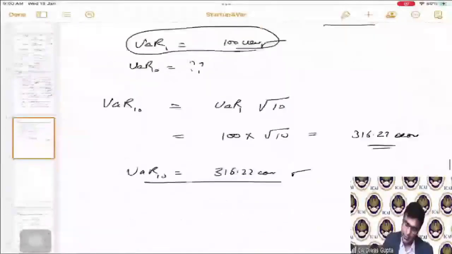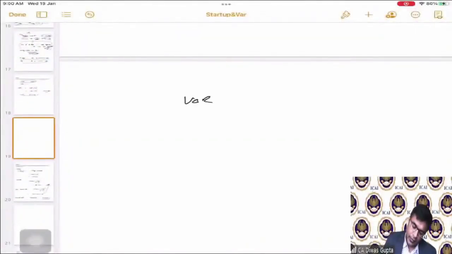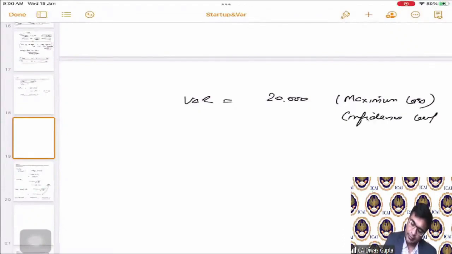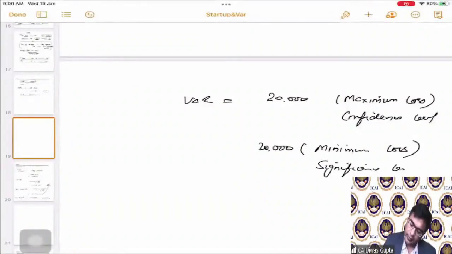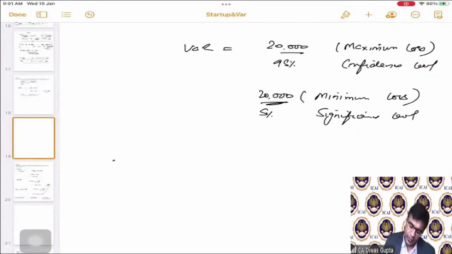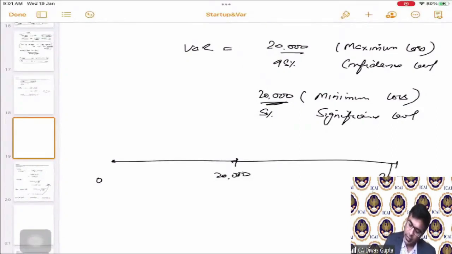If I have to explain this, see, this 20,000 is the maximum loss once we talk about the confidence level. So this 20,000 will become the minimum loss if we talk about the significance level. Because if there is a 95% chance that the maximum loss is 20,000, then there is a 5% chance that the loss will be minimum 20,000. So let's say this is 0, this is 20,000, and this is the 20 lakhs, the value of the portfolio. This is the VaR basically, and this is the 0.